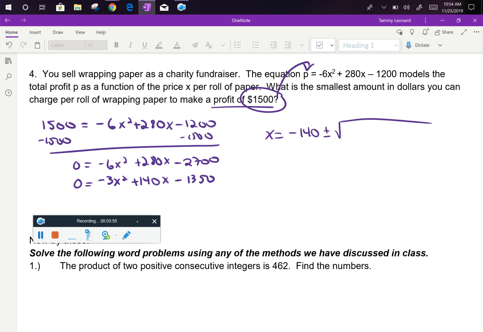I have b squared. What's b? 140. So I'm going to type 140 squared minus 4 times, what's a? Negative 3 times c? Negative 1350. And then this whole thing is divided by 2 times, what was a again? Negative 3. So notice I didn't try to do any of that arithmetic in my head.